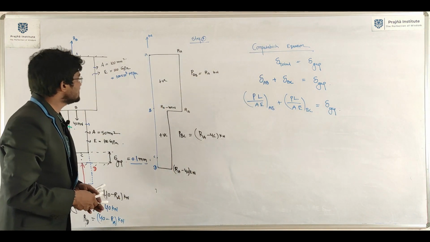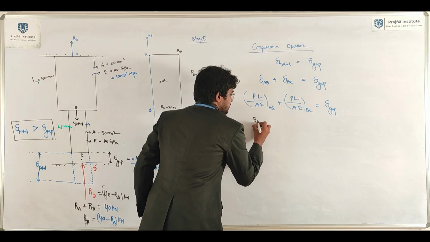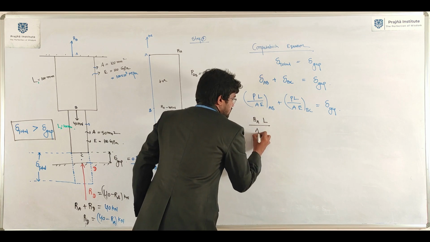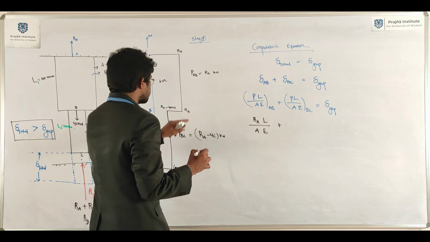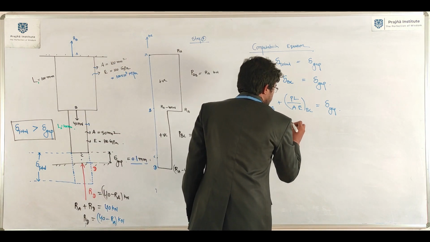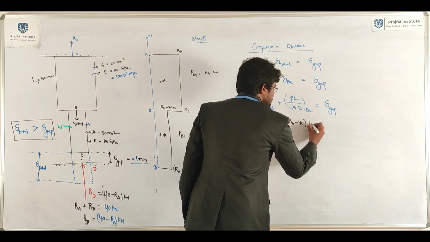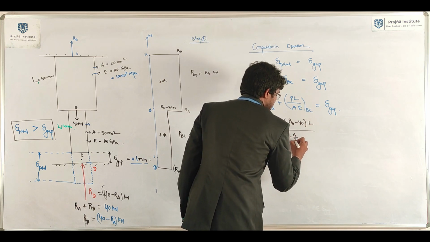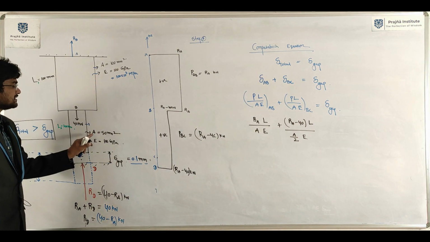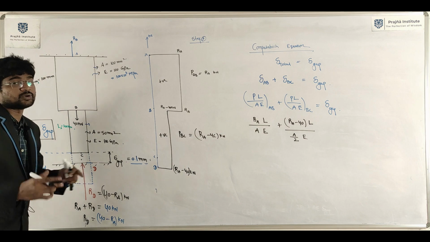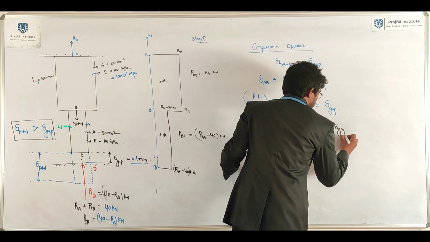Now, PL by AE, what will you get here? What is PAB? RA into L by AE, plus RA minus 40 in terms of kilonewton, into L, of course divided by A by 2 into E. A equals 50 means this is A2, and A2 equals A by 2. E is not changing. It equals delta gap.